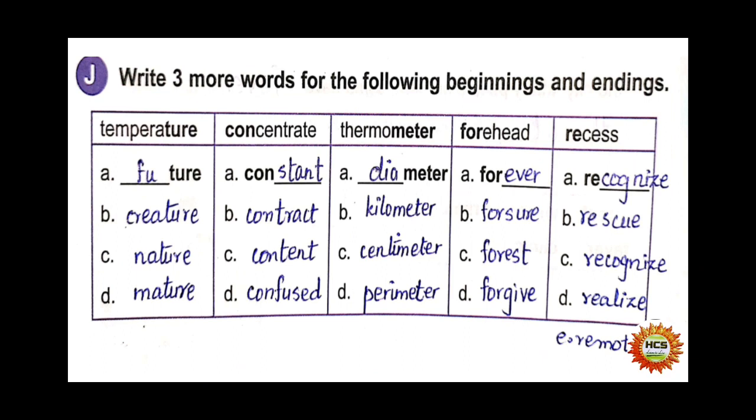Next, forehead. We have to use the word for. Forever, for sure, forest, forgive. Last, resist: recognize, rescue, realize, remote. In this column, recognize has been repeated twice, so you have to write it only once. Recognize, rescue, realize and remote.